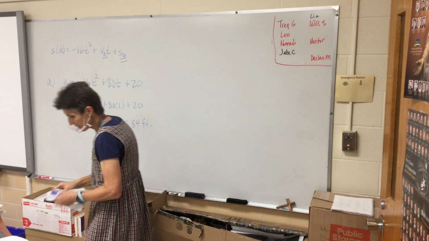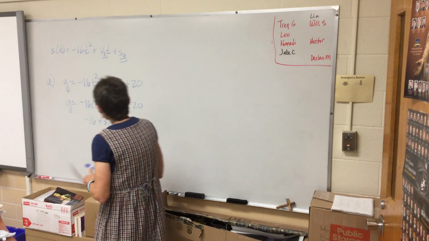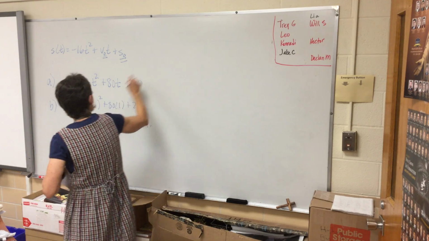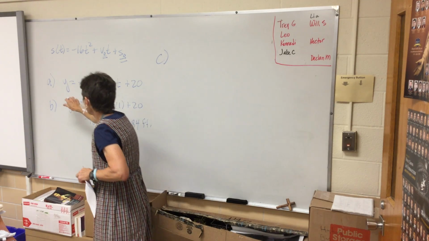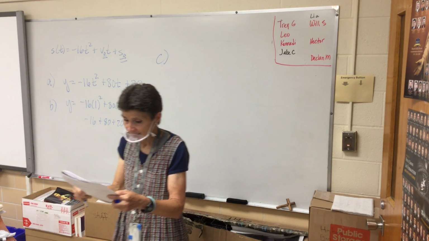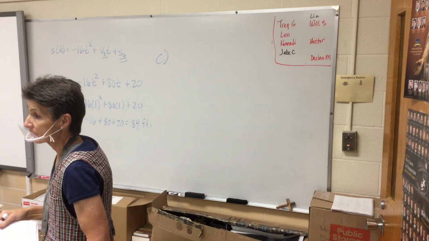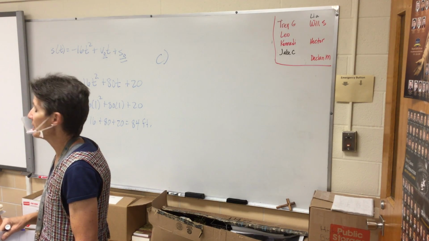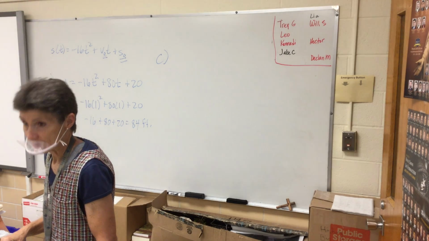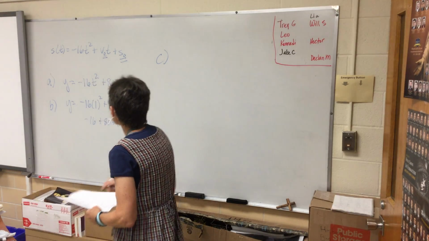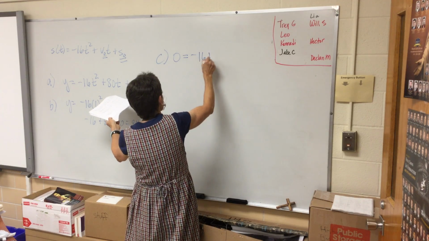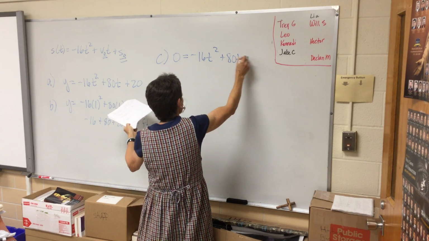All right. The second question, C. Again, you're using this equation. So we're either going to plug a number in for y or a number in for t. Let's see. When is the ball on the ground? You plug in 0 for y, because if the ball is on the ground, its height is 0. It has gone up and come down. So 0 equals negative 16t squared plus 80t plus 20.